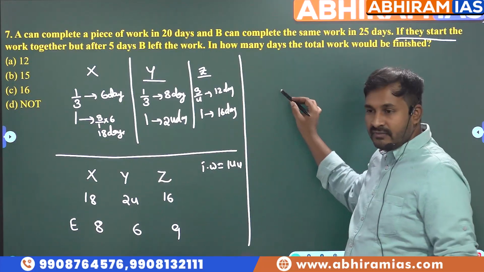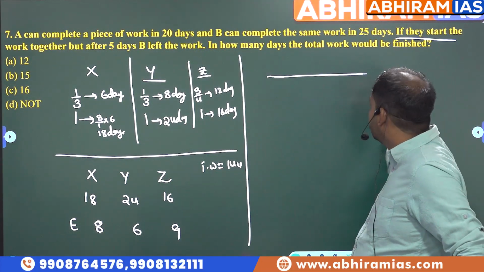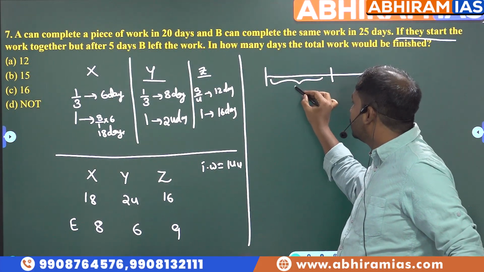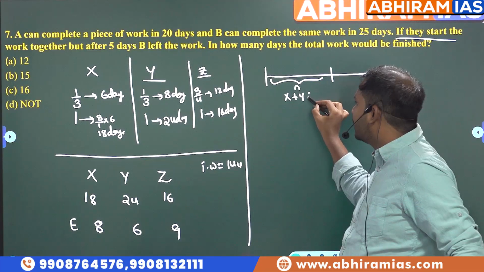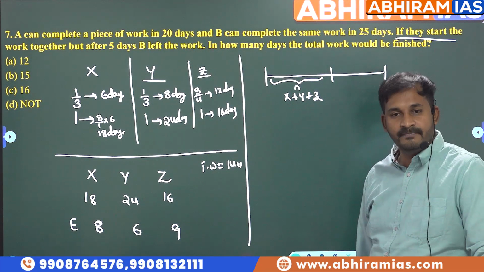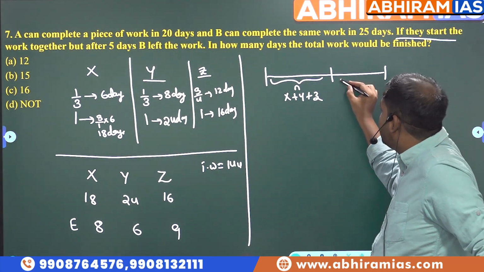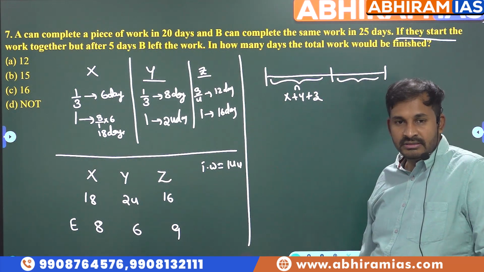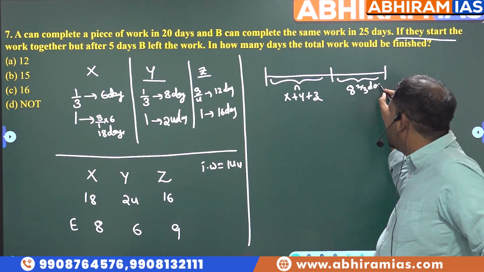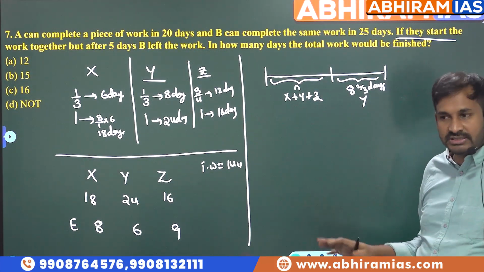Now timeline. Why? Because they are not working for the same duration. For the first n days, who is working? All the three, X plus Y plus Z, are working, and the remaining work was done by Y alone, because X and Z left the job. Y alone finished the work in 8 2/3 days. By working like this, my total work is finished.